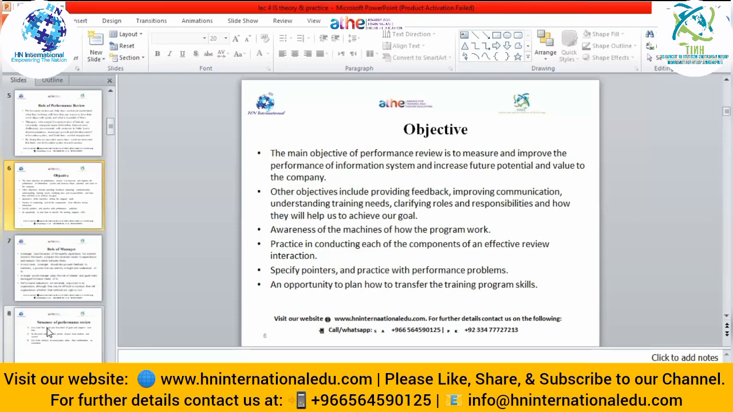So we have to practice everything that we have mentioned in our feedback, specify pointers, and practice with the performance problems. When we have judged what the issues and problems are, we have to practice how we can resolve these problems, and plan how to transfer the training program skills. Either the inner staff or someone inside the organization can give that training, or we have to hire someone from outside the company. So we have to schedule the training session, and then manage all this training for our team members.